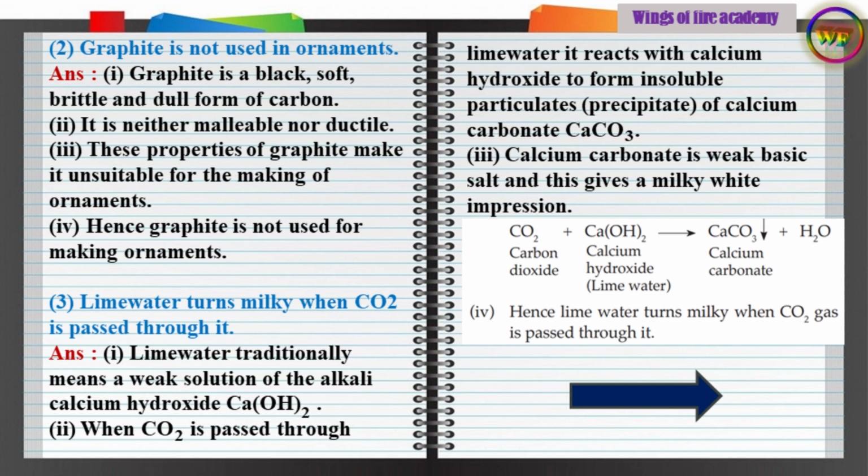3. Lime water turns milky when CO2 is passed through it. Answer. 1. Lime water traditionally means a weak solution of the alkali calcium hydroxide. 2. When CO2 is passed through lime water, it reacts with calcium hydroxide to form insoluble particulates, a precipitate, of calcium carbonate, CaCO3. 3. Calcium carbonate is a weak basic salt, and this gives a milky white appearance.